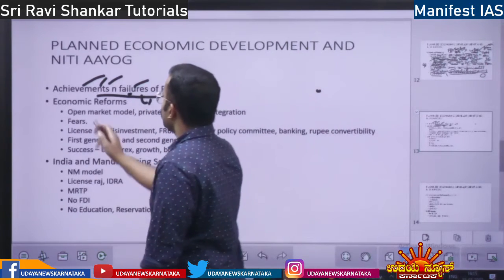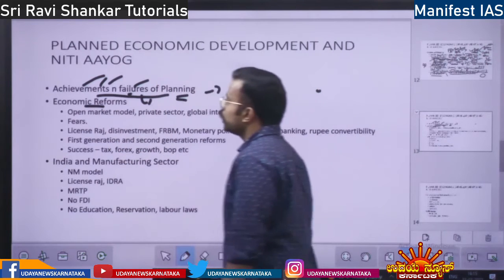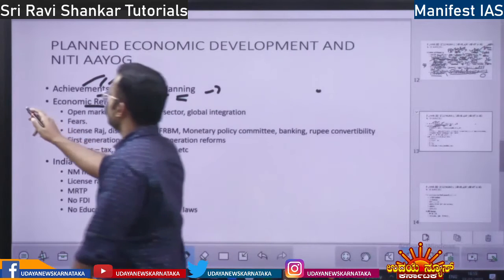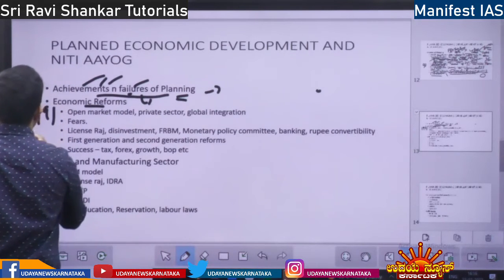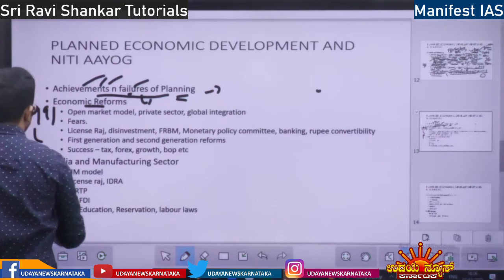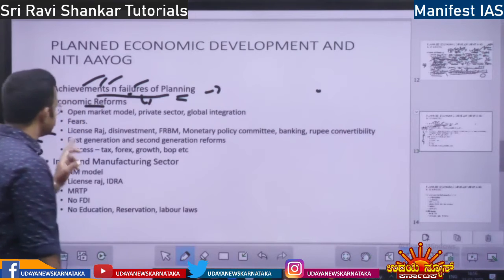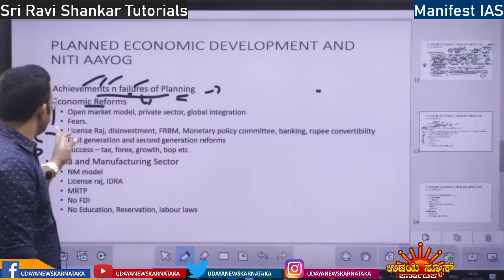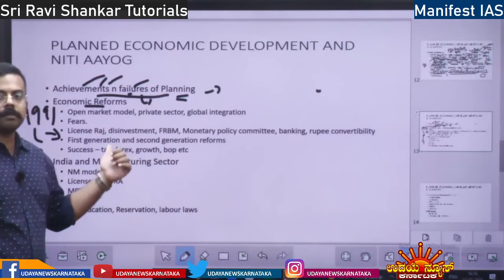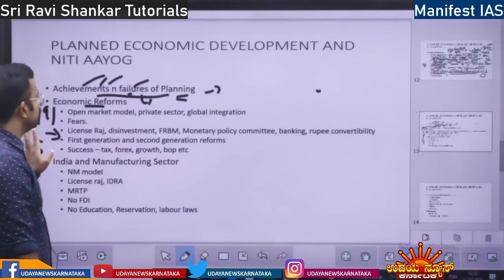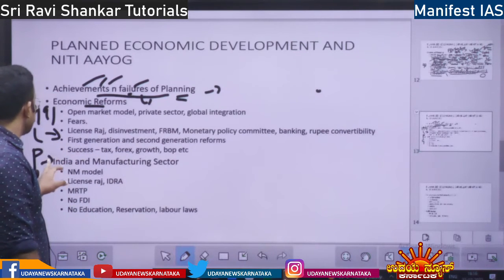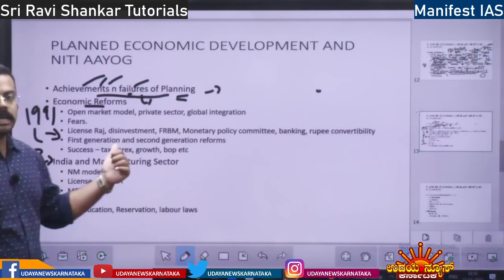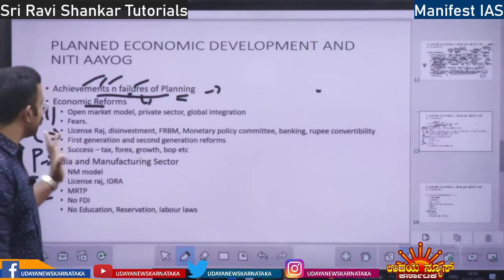Next, economic reforms. Economic reforms, 1991. We are talking about the 1991 economic reforms. Liberalization, privatization, globalization. Liberalization means freedom of the economy, for the private sector. The quota system, license raj system, everything was removed. Privatization means private companies got opportunity. Globalization means imports and foreign companies were allowed.